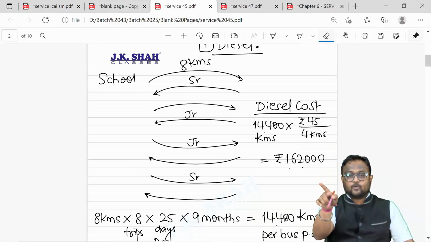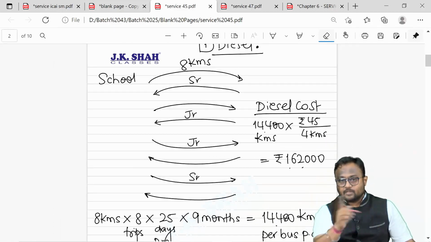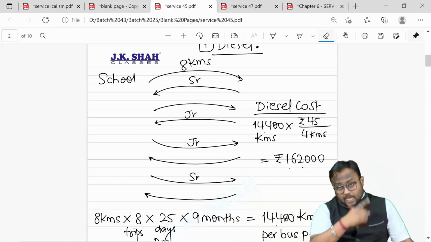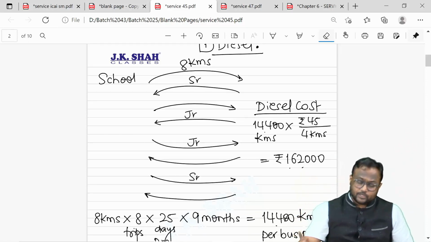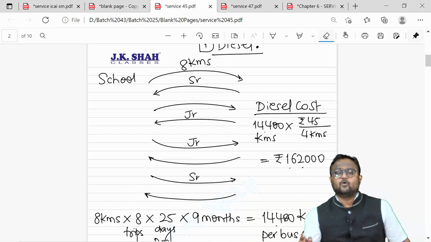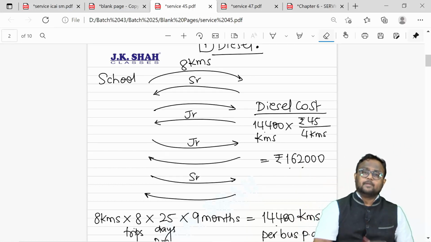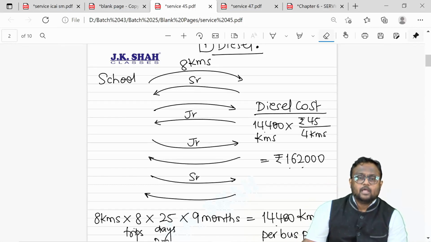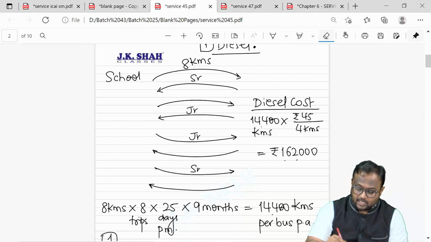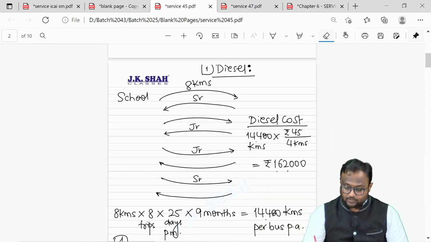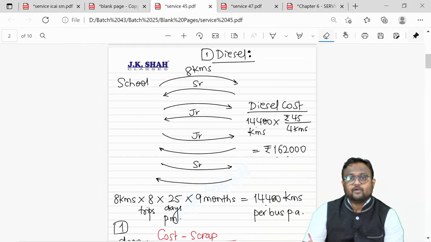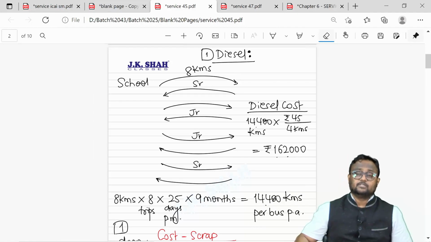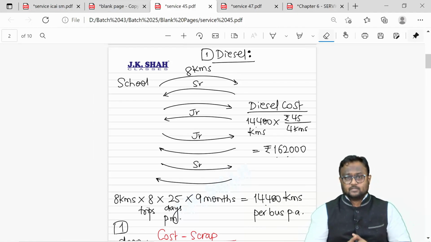The bus goes for 8 kilometers, gets senior students. Again the bus goes, gets junior students. In the afternoon bus goes to drop junior students. Bus comes back and goes back for senior students, and it is coming back and it is parked in garage. So 8 kilometers you have travelled 8 times, for 25 days, and this has happened for 9 months. Buses are running only for 9 months. 14,400 kilometers per bus per annum is what you are covering.